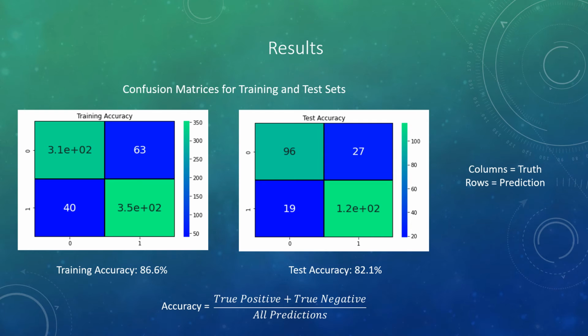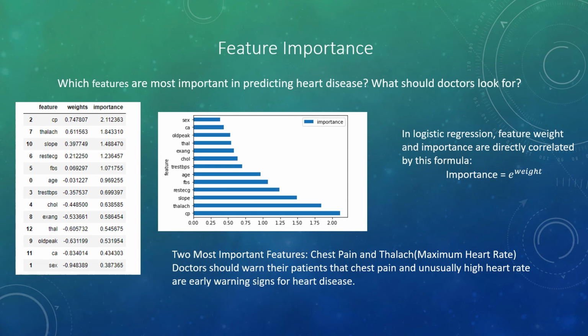The top right and bottom left are where our model failed. In the top right, they did have heart disease, but we failed to catch it. And in the bottom left, we thought they did have heart disease, but they didn't. So the accuracy is the top left and the bottom right divided by all of our predictions. It is pretty good because we see that for both the training and the test, our accuracy is above 80%. So now let's see what features our model found important.